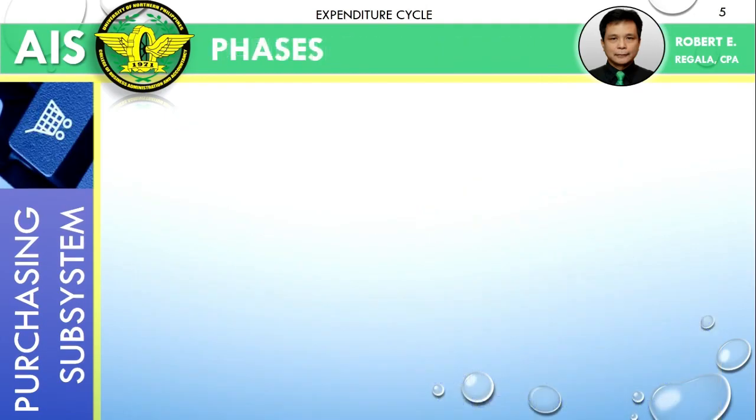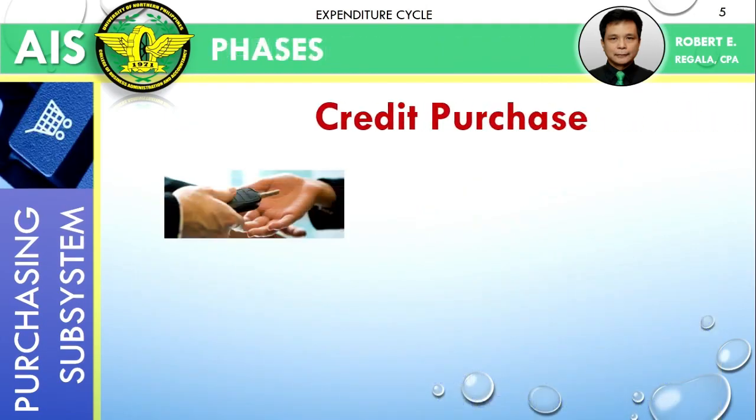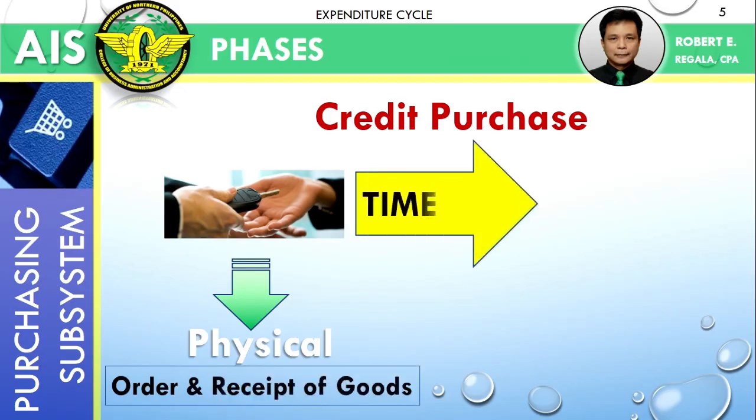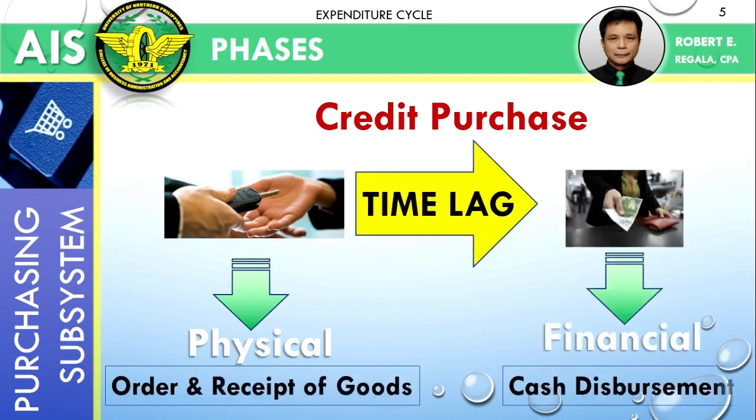Most business entities operate on a credit basis and do not pay for resources until after acquiring them. The timeline between these events splits the procurement process into two phases: 1. The physical phase, involving the acquisition of the resources, and 2. The financial phase, involving the disbursement of cash. As a practical matter, these are treated as independent transactions that are processed through separate subsystems.